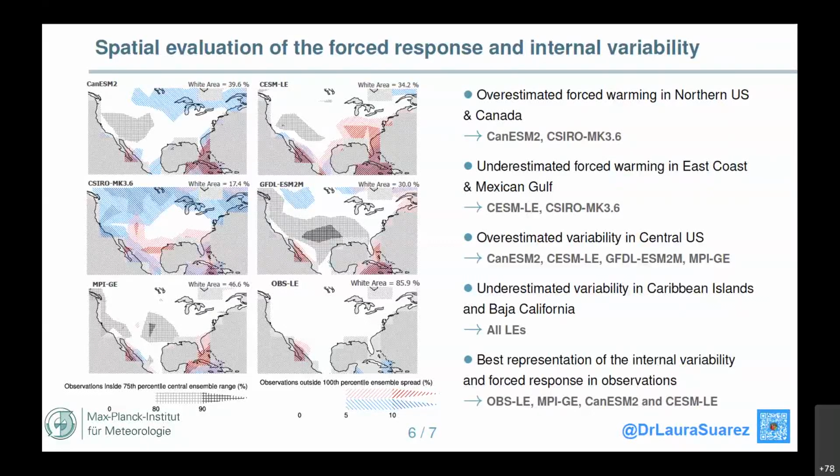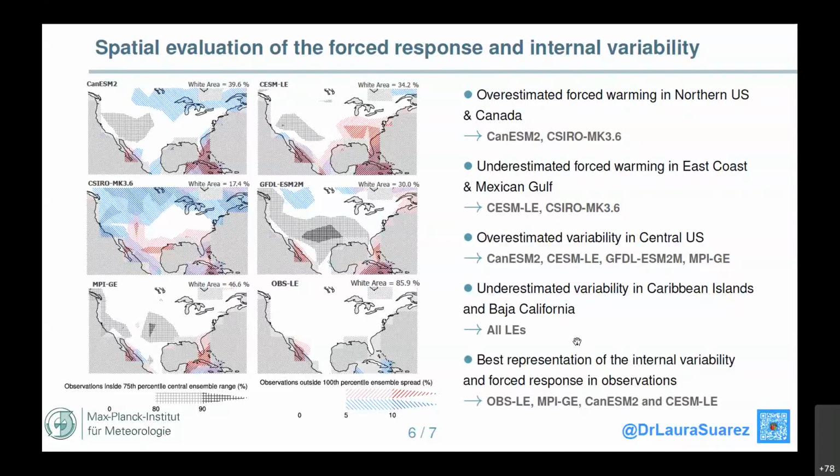We also find similar areas across many models that show gray shading, indicating that these ensembles overestimate the variability in these regions, and observations occur in the center of the spread. And this means that the extremes simulated by these models are systematically more extreme, both cold and warm extremes are more extreme than what we observe. And lastly, we have some areas of red and blue shading that indicate underestimated variability in the Caribbean islands and the Baja California Peninsula, and this is likely due to resolution issues and orography in the models.